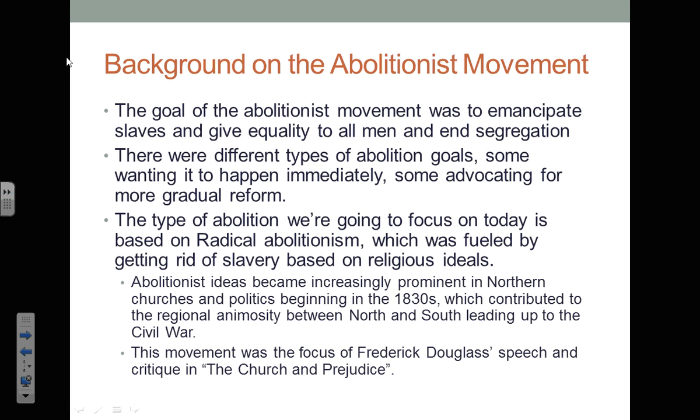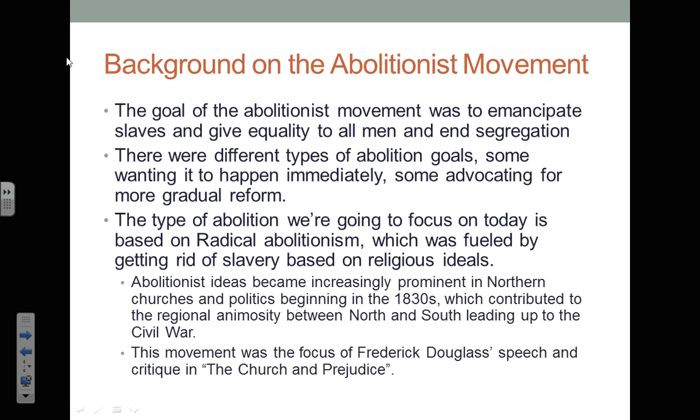So the type of abolition that we're going to focus on today is based on radical abolitionism, which was fueled by getting rid of slavery based on religious ideals. So the people that would do this, they were basically saying it is completely against God's law to have slaves. If God sees everyone equally, we shouldn't have slaves. That was basically the premise behind it. They were using the Bible to say we should abolish slavery.